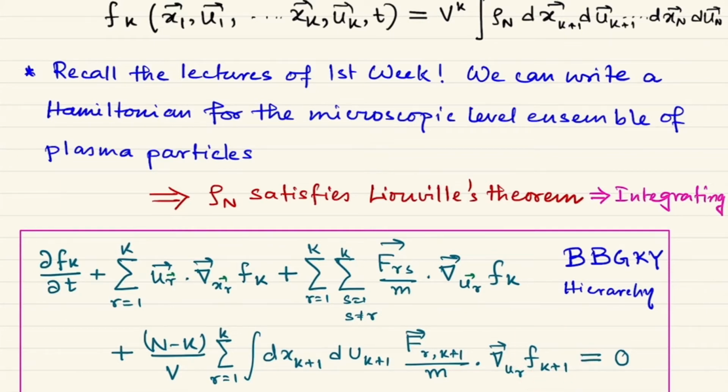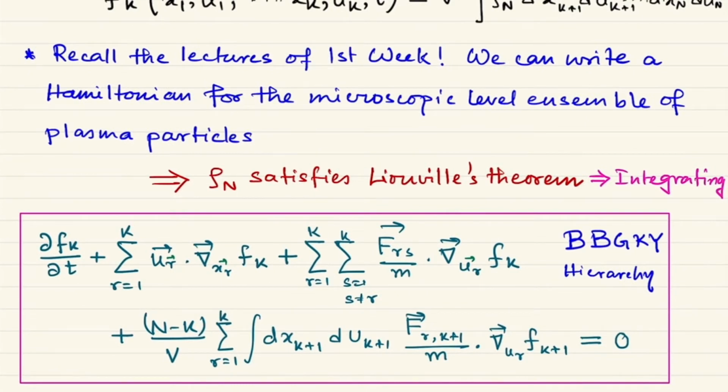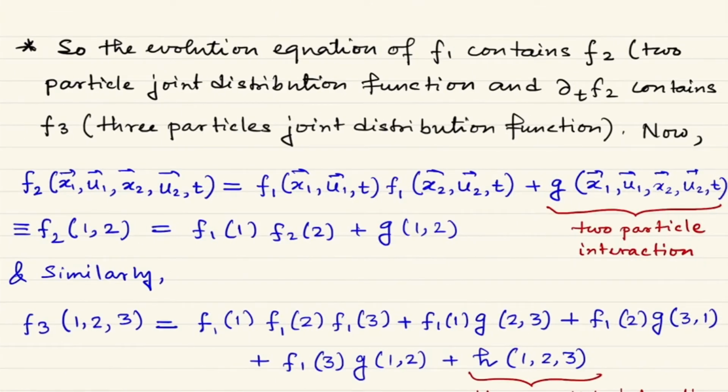and so on. So this gives us a hierarchy of equations, and this is known as the BBGKY hierarchy. There are five scientists, so you can search their names. Then you will see that this creates a problem in closing the system of equations, because the evolution equation of the distribution function of k particles needs the knowledge of the joint distribution function of k plus 1 particles. So that's what I said here: the evolution equation of f1 contains f2, and the time derivative of f2 contains f3, and so on. So finally we have a problem in closing.